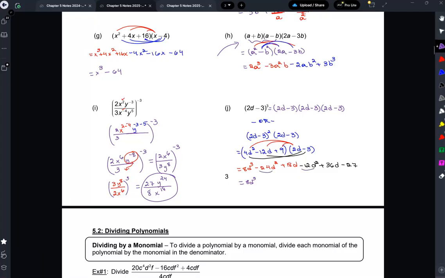This and this are like terms. It's tricky to have a 6 and a d next to each other. 18d and 36d, that's a whole lot of d's. What is that, 64? No. 54? Yep. And then minus 27. Okay? And there you have it.